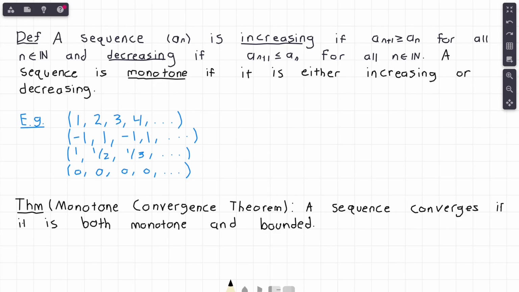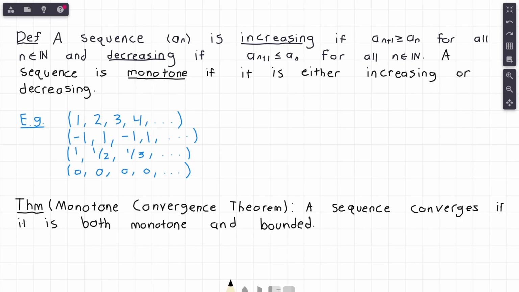But first, a definition. A sequence a sub n is increasing if a sub n plus 1 is greater than or equal to a sub n for all n in the natural numbers. So if each successive term is larger than or the same size as the previous term, then the sequence is increasing. Similarly, a sequence is decreasing if each successive term is smaller than or the same size as the previous term. And we call the sequence monotone if it is either increasing or decreasing.